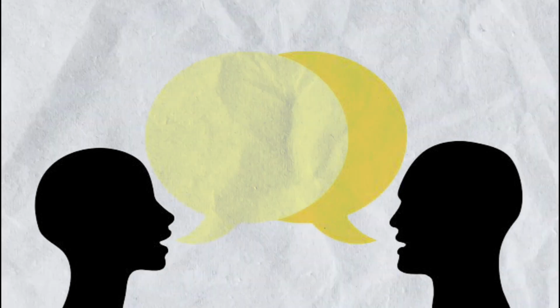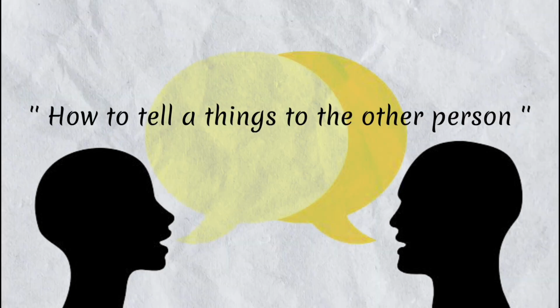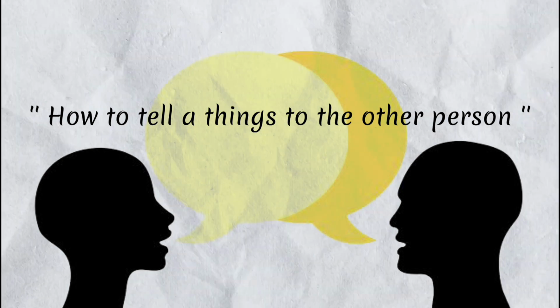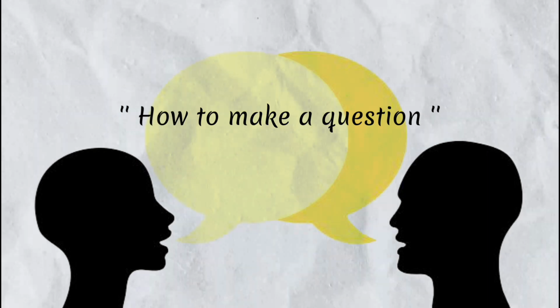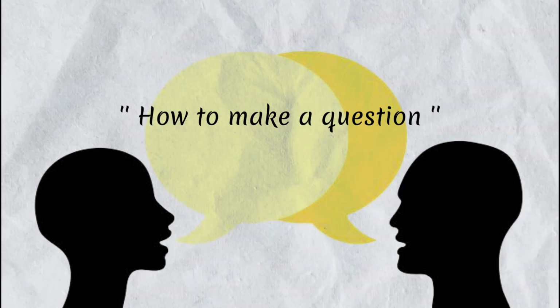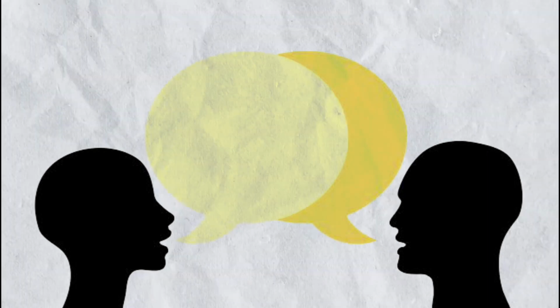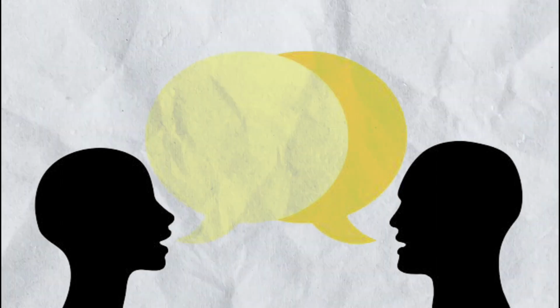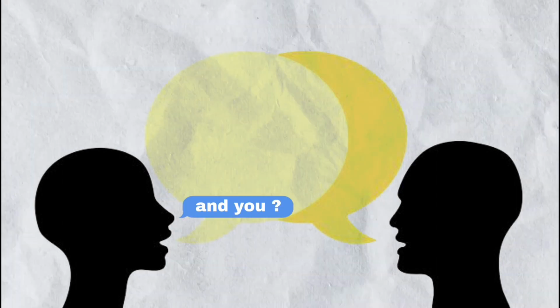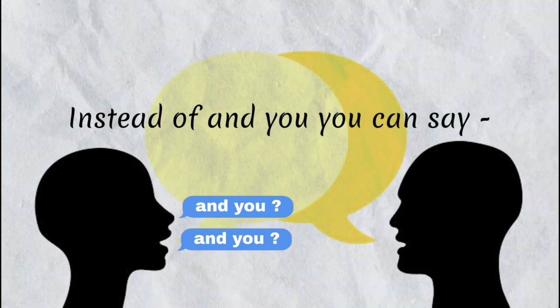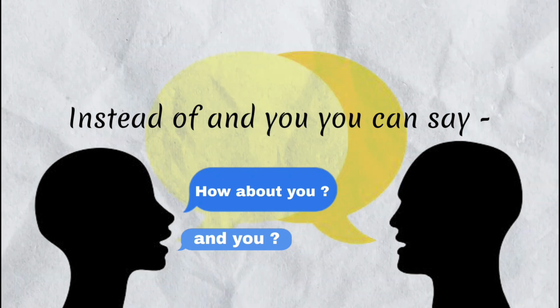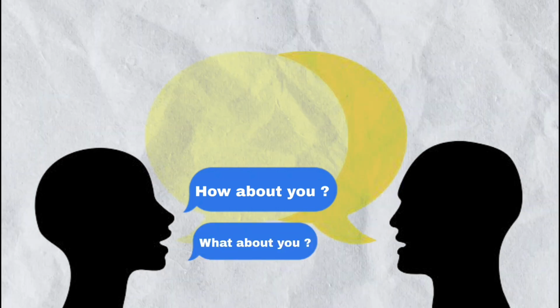Now you have learned how to tell things to the other person, and you also learned how to make a question for the other person. But have you noticed that we have repeatedly been making a question by saying and you? Instead of and you, you can use how about you, or you can use what about you.